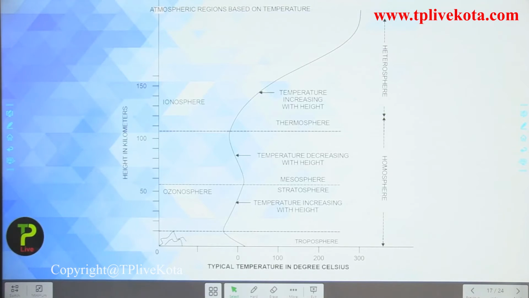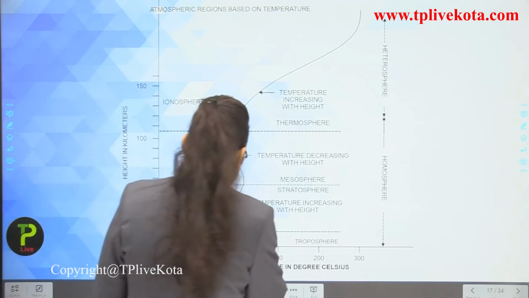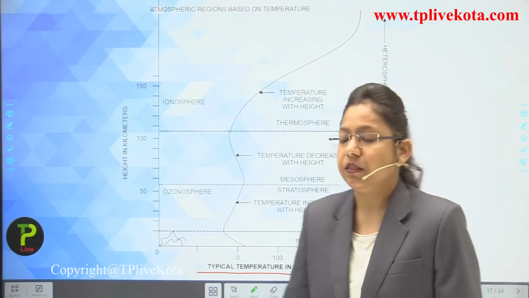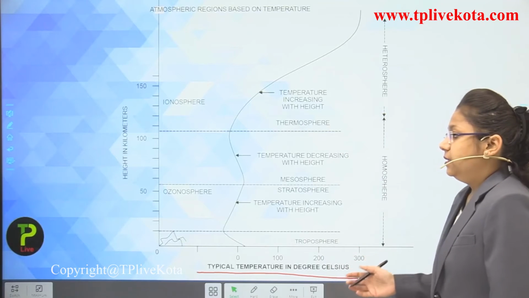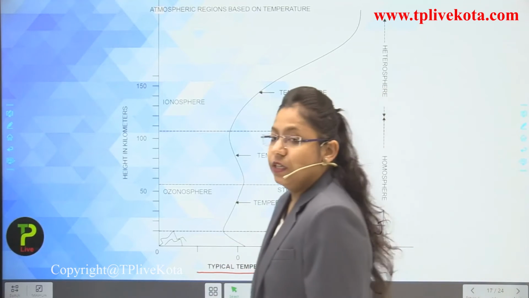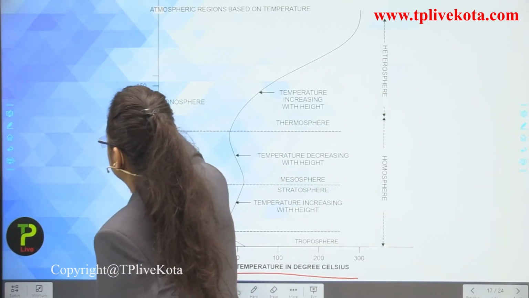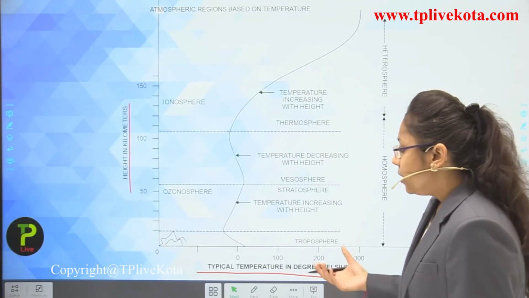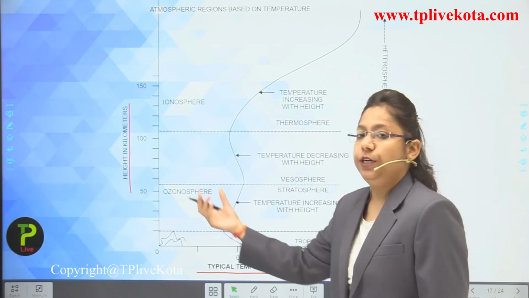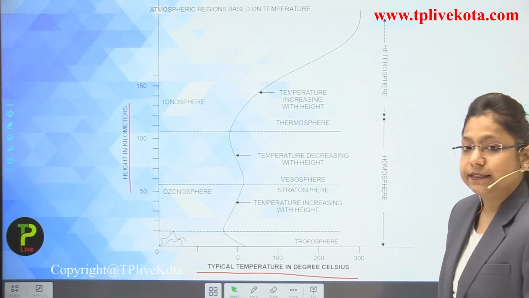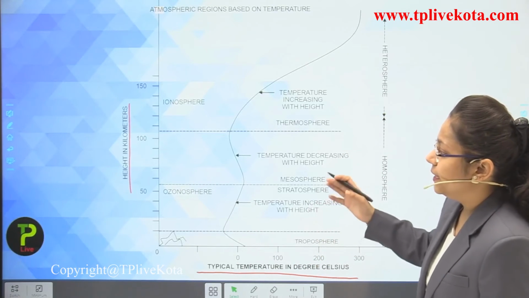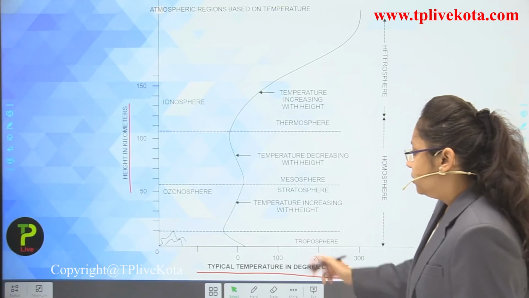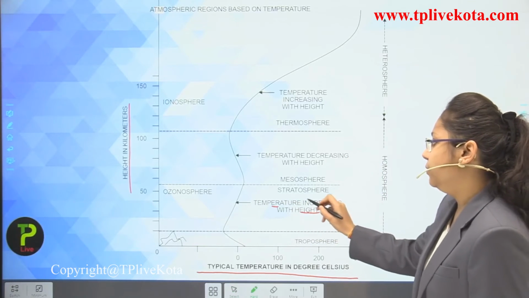Thermosphere. Okay, students, now you can see here this is the typical temperature in degree Celsius, which has been mentioned on the x-axis, and if we see the y-axis of the graph, it is the height in kilometers. So it is a graph between the height in kilometers and the typical temperature in degree Celsius. You can see here, as the height increases, the temperature increases with the height.